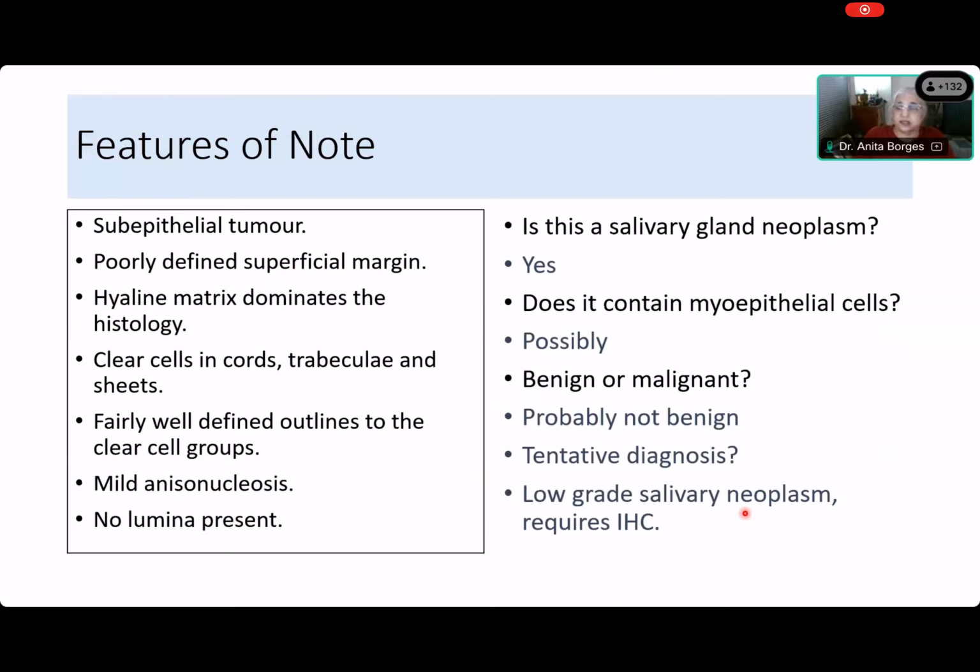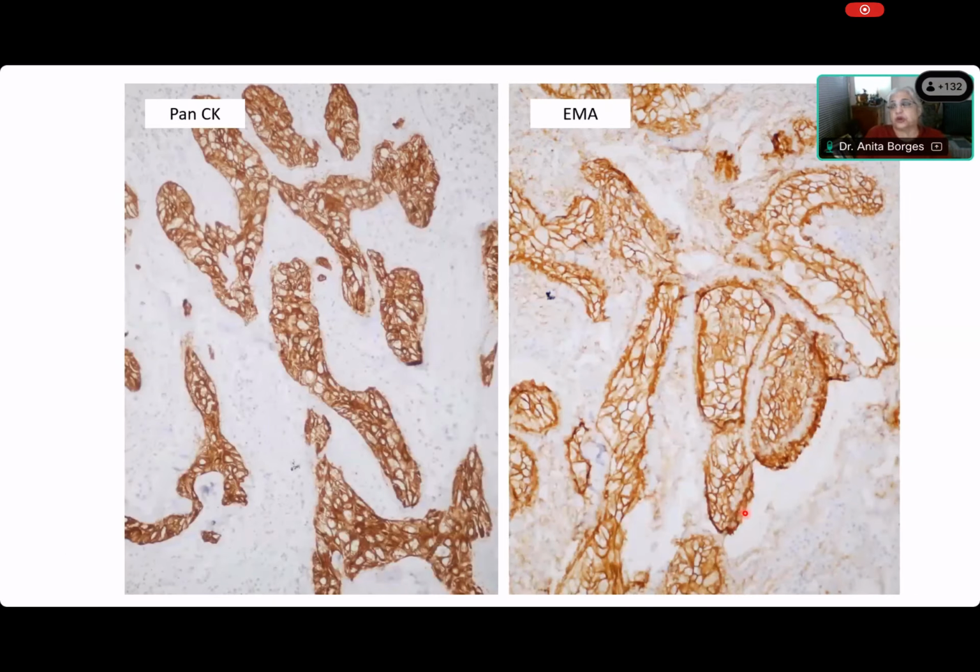I have a good guess, and my good guess is that this is a hyalinizing tubercular carcinoma, because it is tubercular and it is hyalinizing. Okay, but I could be wrong, and therefore I better do some immunohistochemistry. So here you are. Somik, what is it telling you? There's pan-CK, and there is EMA. So is this myoepithelial or is it not?